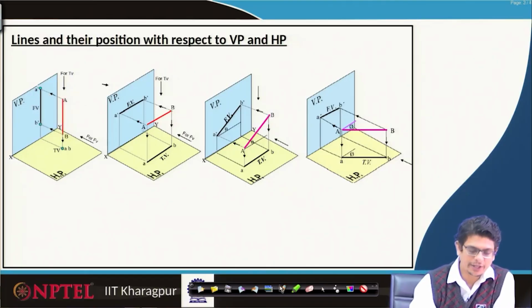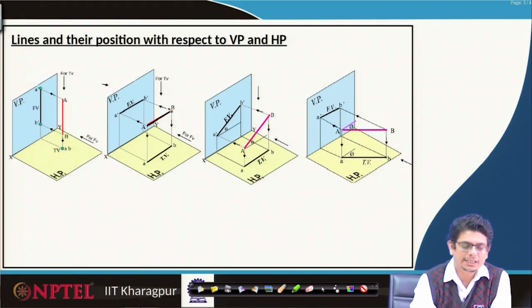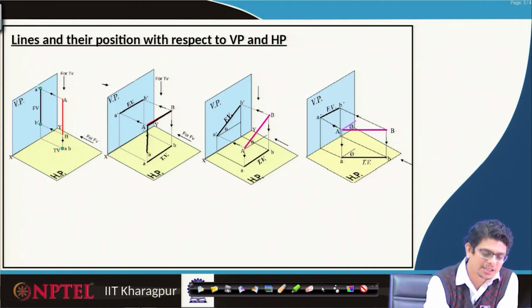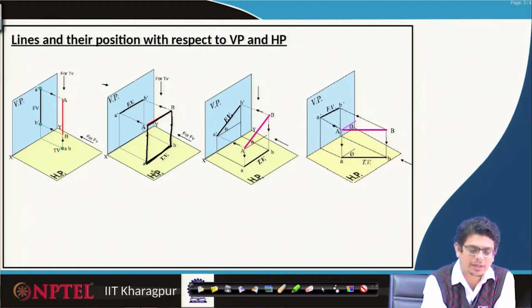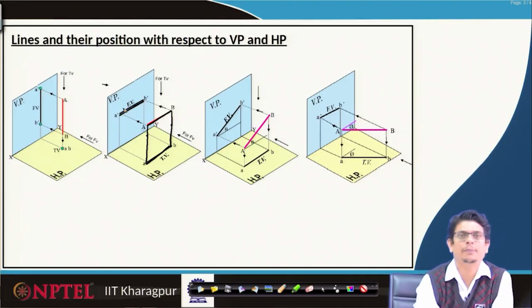Similarly, we will try to look at a line which is parallel to both the horizontal plane and the vertical plane, then it gives us true length both in the top view or on the horizontal plane and also on the front view or the vertical plane.